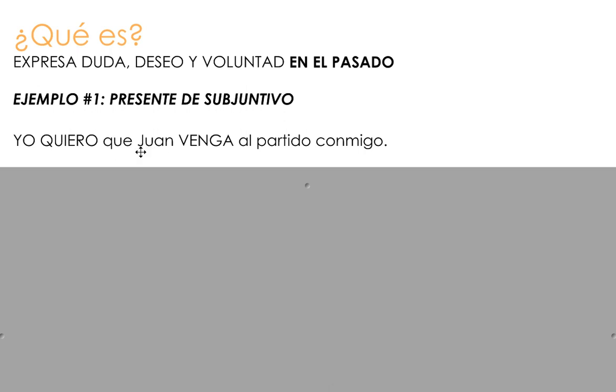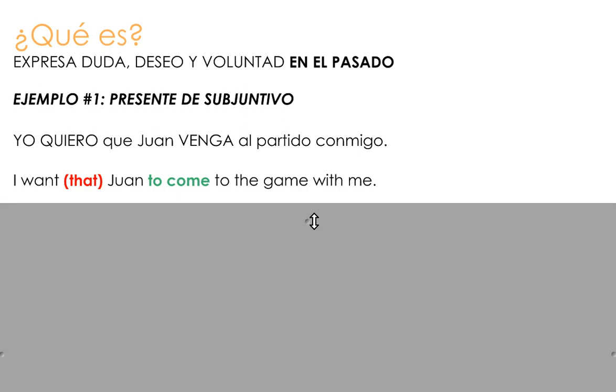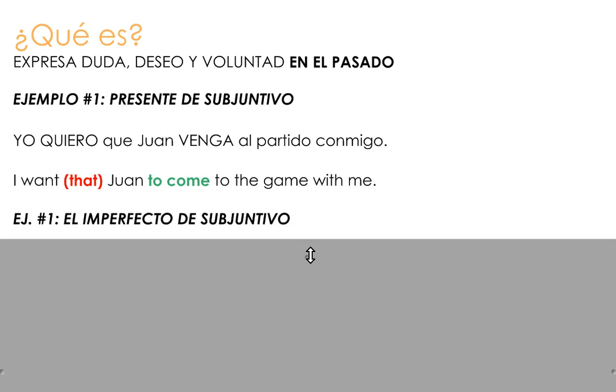Here's a frase. Yo quiero que Juan venga al partido conmigo. Okay, fair enough. I want Juan to come to the game with me. Yo quiero is a present tense verb. Que Juan venga is the present subjunctive. So we have a present tense and a present tense. In English, we don't necessarily use the "that" in all of these sentences, and keep that in mind. Even when the "that" is absent in English, we'd still use it in Español when we introduce a new clause. Fair enough. This should look pretty familiar.